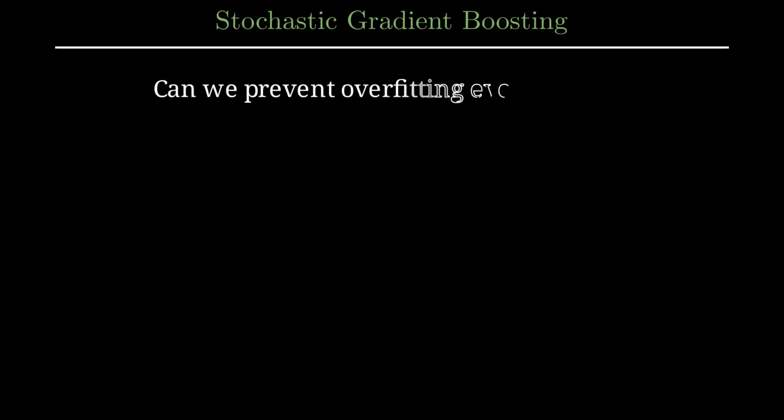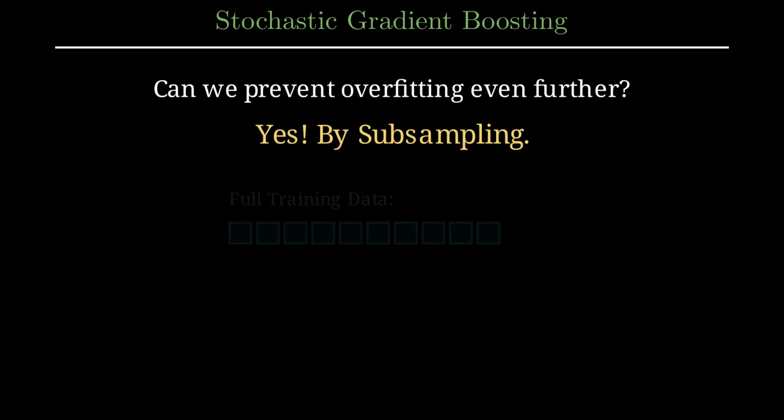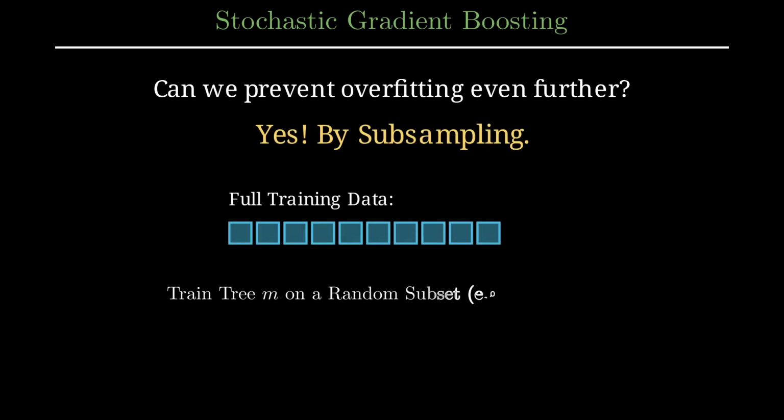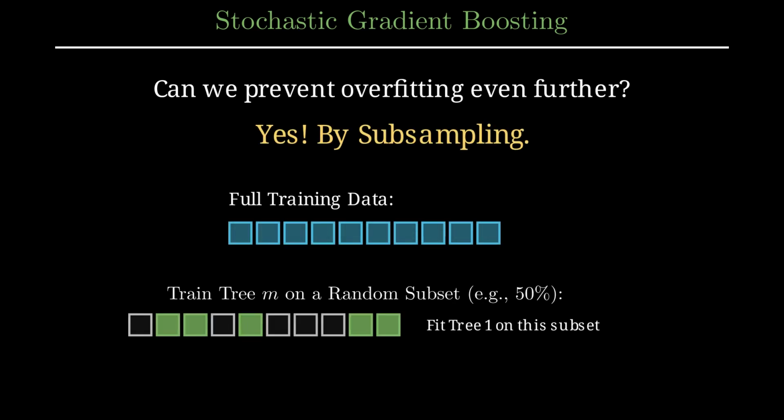If we want to further prevent overfitting, we can use stochastic gradient boosting, where each tree is trained on the pseudo-residuals of a random subset of the data.